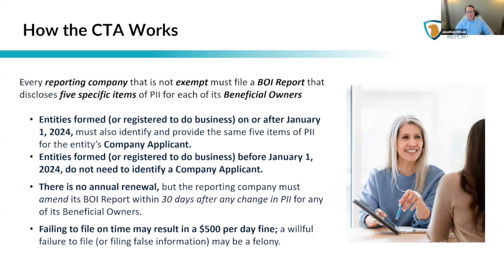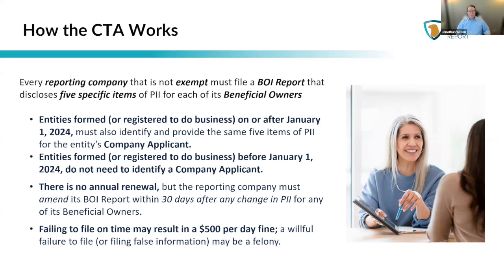So how does the CTA work? This is where the vocabulary words come into play. Every reporting company that's not exempt needs to file a BOI report that discloses 5 specifics of personally identifiable information, or PII, for each of its beneficial owners. Each of those bold and italicized words is a vocabulary term that is defined in the regulations.